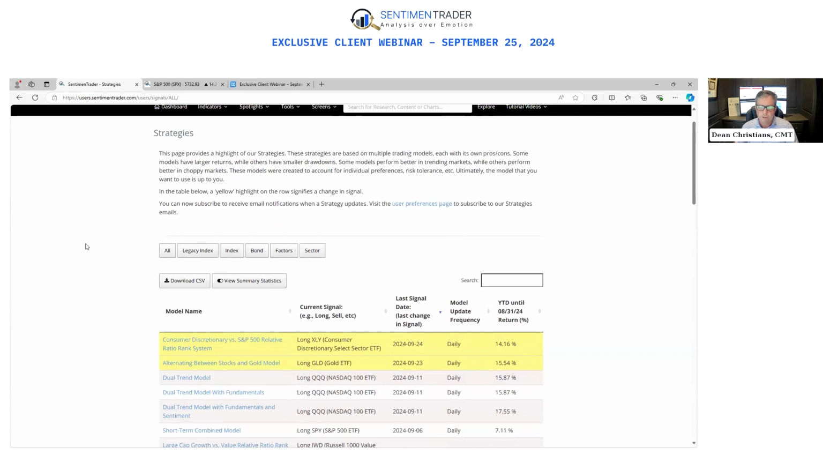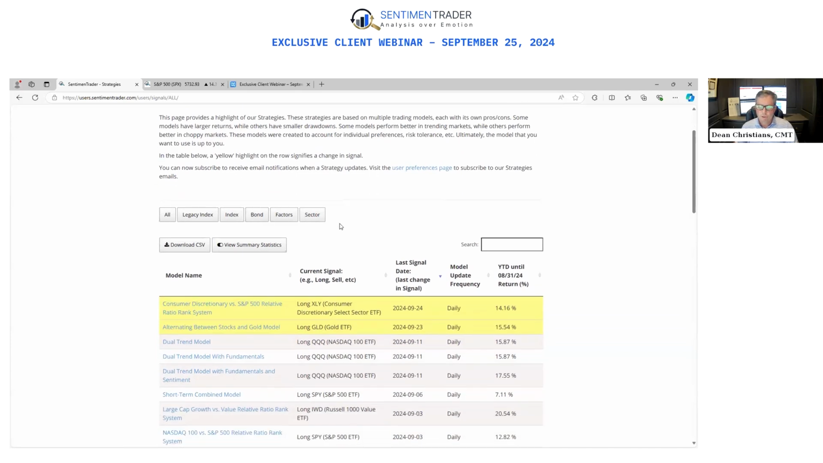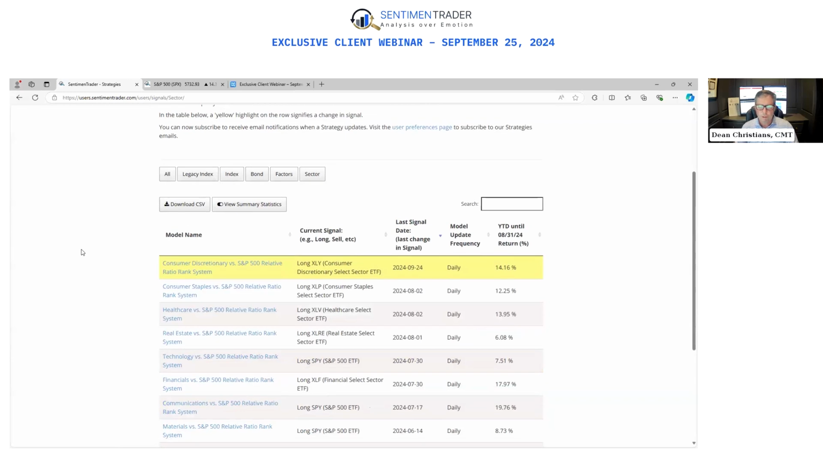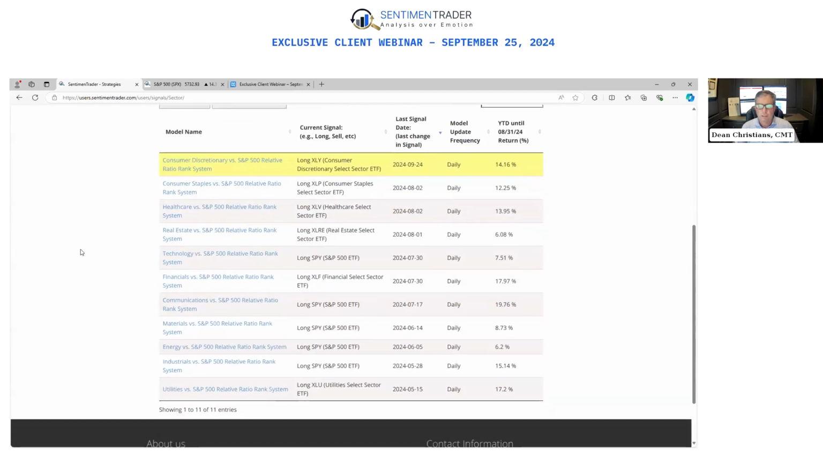Most of these strategies use momentum or relative strength to identify what's leading or lagging the market. And again, could you use these as actionable strategies? Yes, but they also serve a dual purpose in terms of giving us a market message. So, for example, if we look at what's going on with sectors, we can see that consumer discretionary just moved to a buy signal.